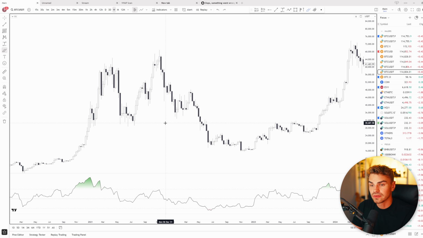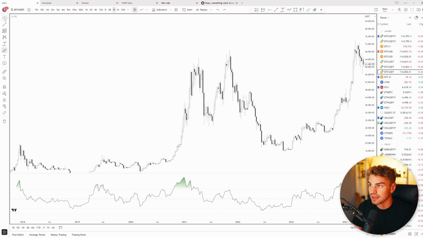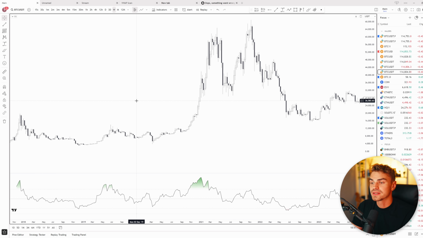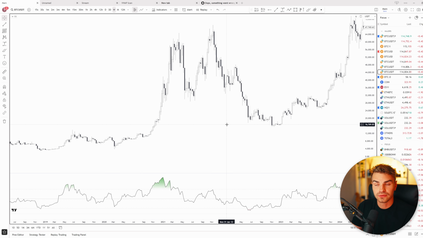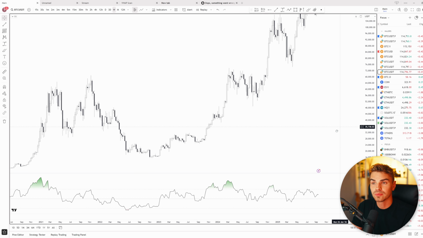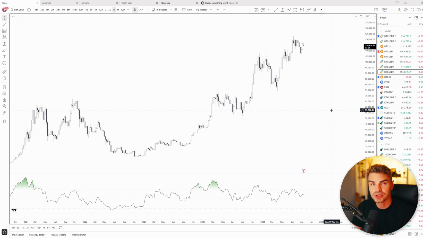So the 50 level, when markets are trending, is an amazing level for confluence with other things. And it's a great place to get into the market. It's usually where momentum is reset and the market is getting ready for another leg, okay?